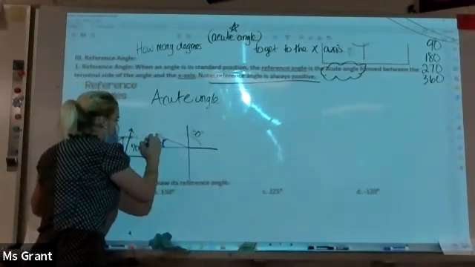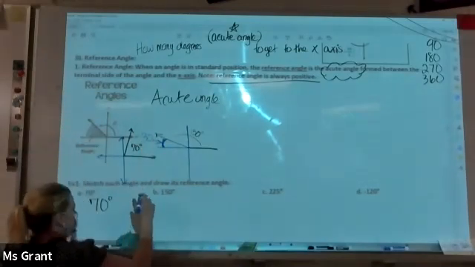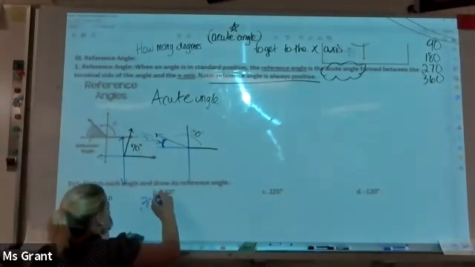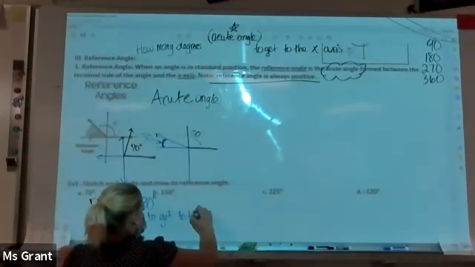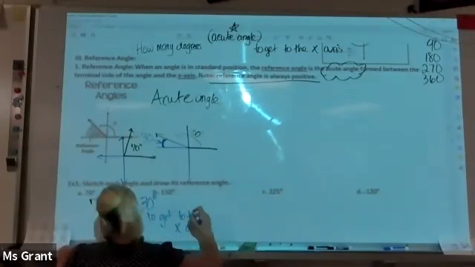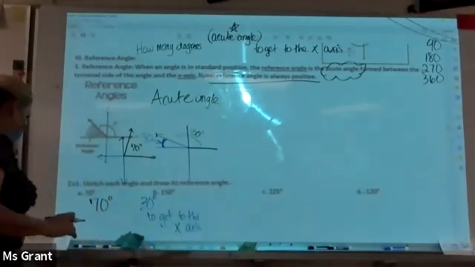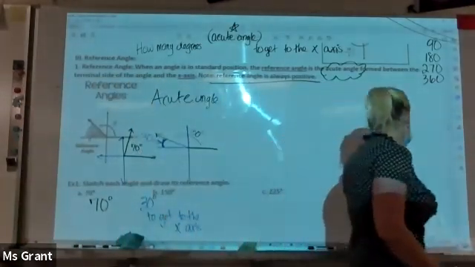150 to 180, right? 30 degrees. So I could say that the reference angle is 30 degrees, and I could also say it's 30 degrees to get to the x-axis. It's 30 degrees to get to the x-axis.